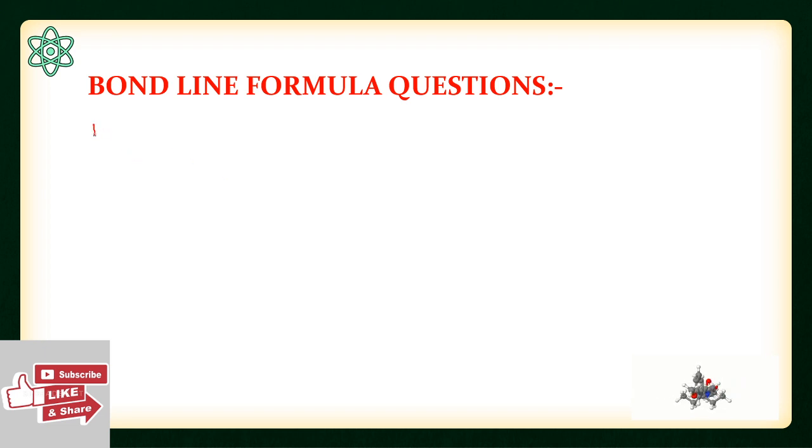The first example that we're going to take is a simple one: CH3, CH2, CH2, CH, CH3 and CH3. In this you can see that one carbon atom is branched and all others are in the straight chain. So here there are 1, 2, 3, 4, 5, 6 carbon atoms and one is branched.